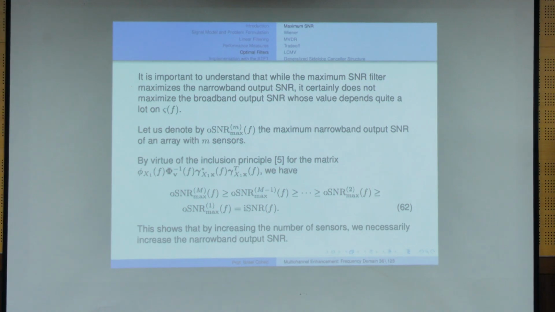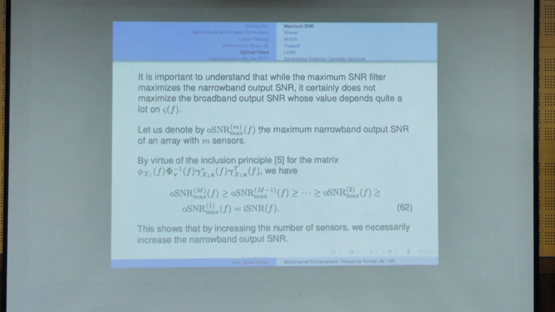So it shows that no matter which signals you choose, when you add a sensor, the output SNR will be larger than or equal to that with M-1 sensors. What do you think? Okay, so first, intuitively it is trivial, right? Because if you add an additional sensor, you have more information. So it will improve the output SNR that is achieved by the maximum SNR filter, of course.